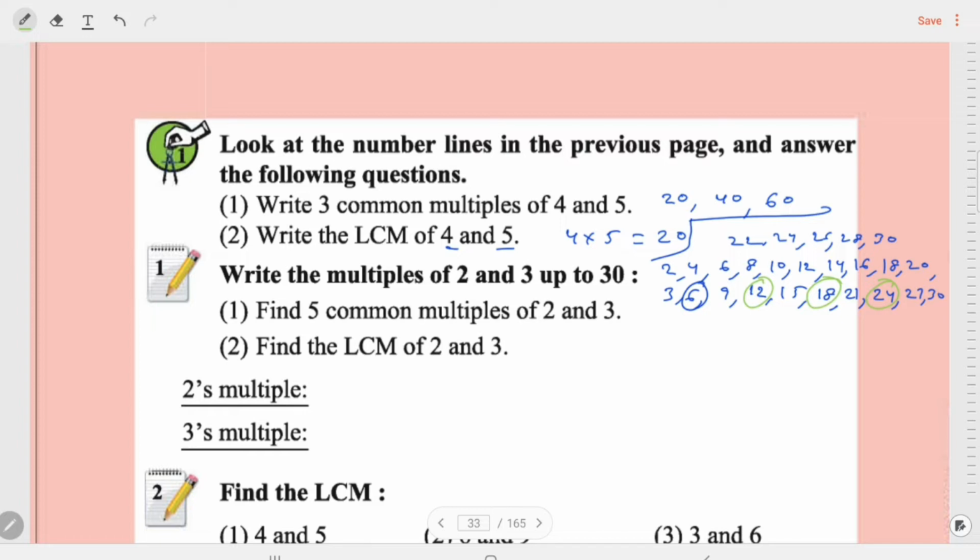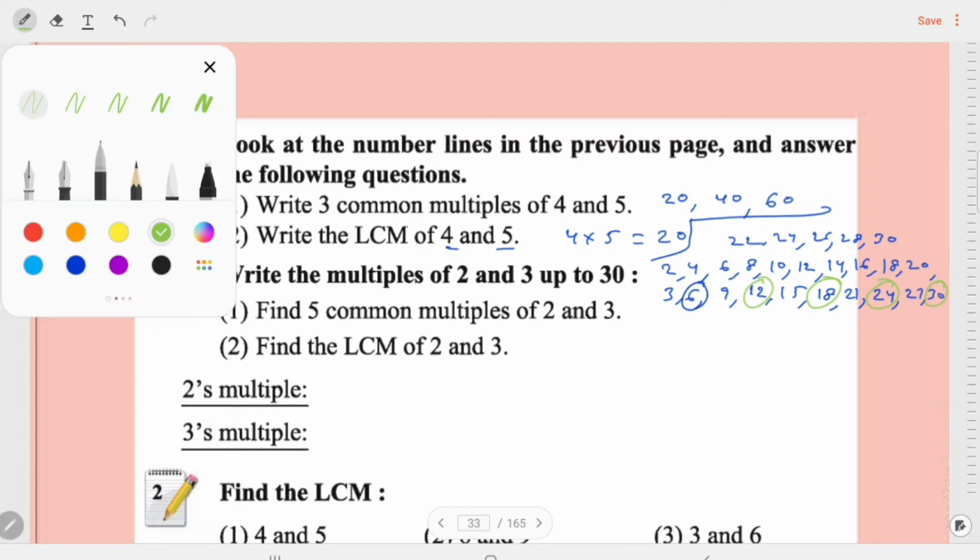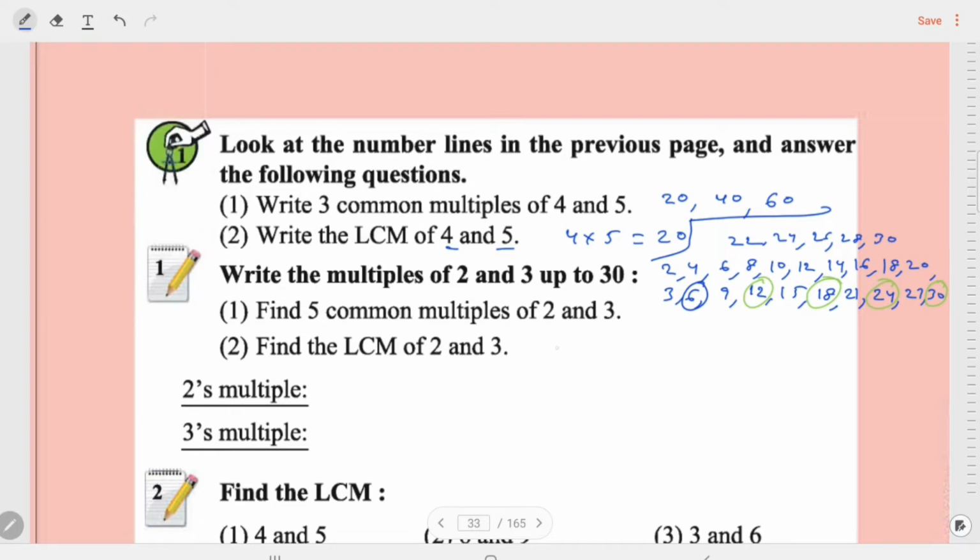24 is there. Okay, 1, 2, 3, 4. 5th is 30, is there. Okay, fair enough. Find the LCM of 2 and 3. Again, change the color to the original color. 2 and 3 are co-prime, so the LCM is 2 into 3, that is 6.